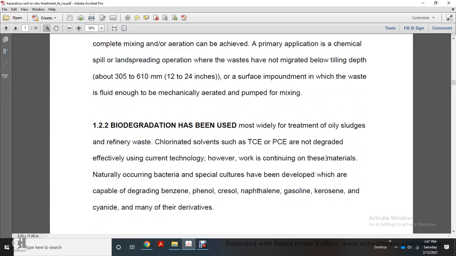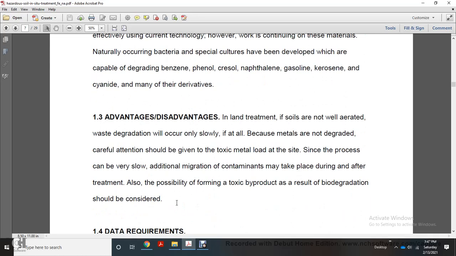However, work is continuing on these materials. Naturally occurring bacteria and special cultures have been developed which are capable of degrading benzene, phenol, cresol, naphthalene, gasoline, kerosene, cyanide, and many other derivatives.